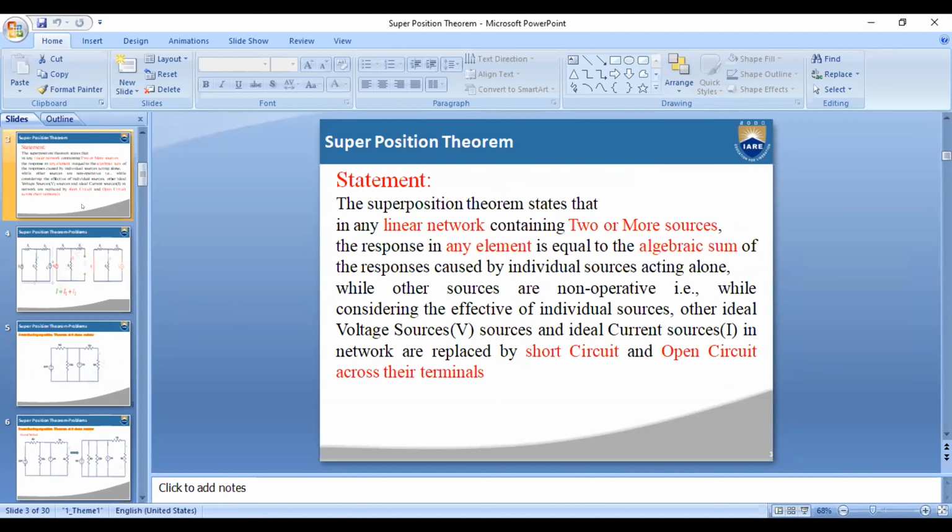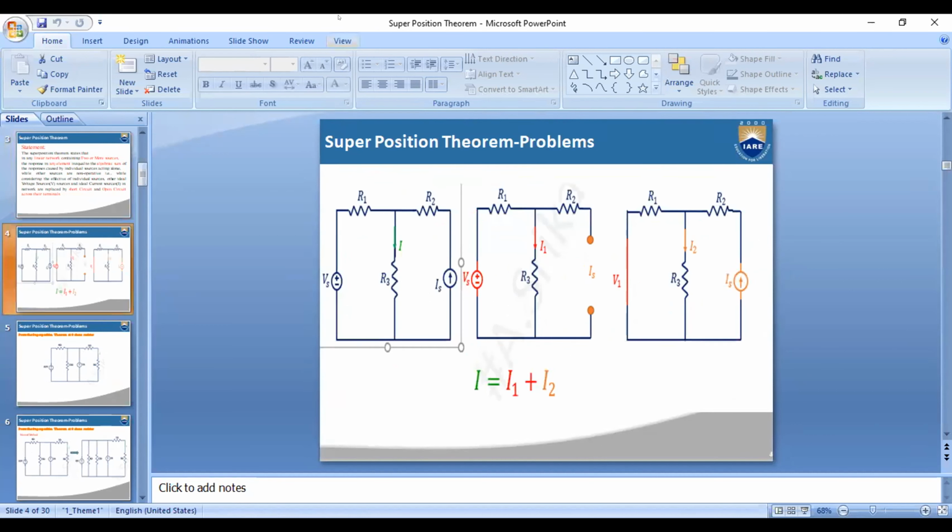So the superposition theorem is: if any linear network consists of two or more sources, the response will be the algebraic sum of the responses when they are acting individually. For example, here Vs is the voltage source and Is is the current source. When these two sources are acting, our requirement is R3, which I am taking as the load. The load current, if you get some value I, is equal to the value when single sources are acting.